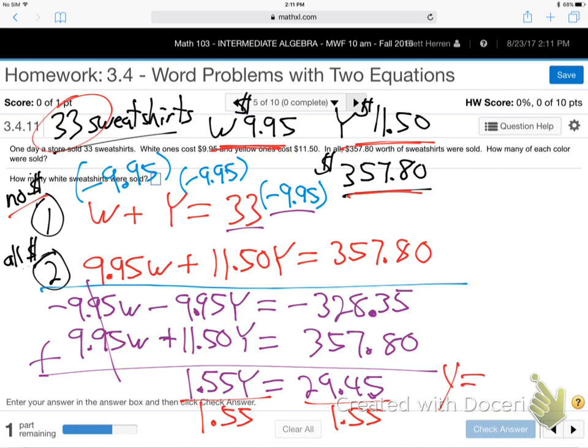And y equals, what is it? 19. Is it 19? Just a clean 19? It's always nice when that's a whole number, right? After all those decimals, that's a sign that you're on the right track. Because you can't have part of a yellow sweatshirt. Can't sell 19 and a half yellow sweatshirts, right? It's got to be a clean, whole number.